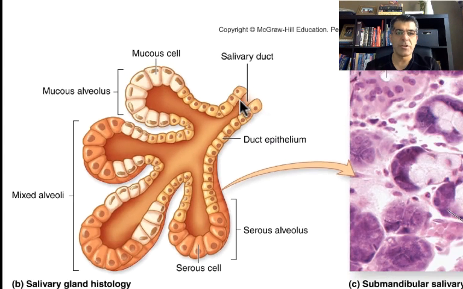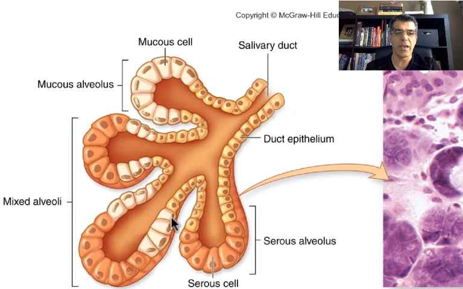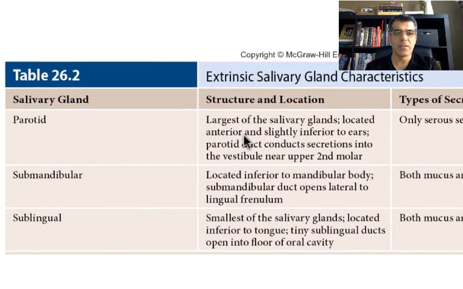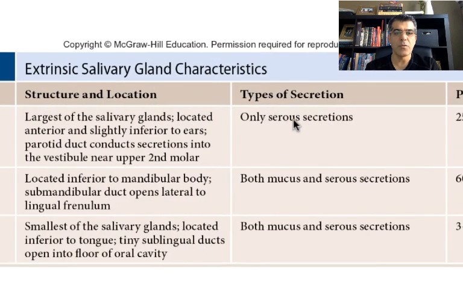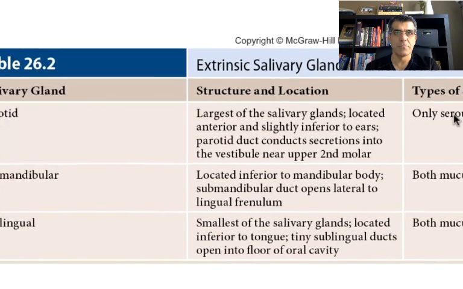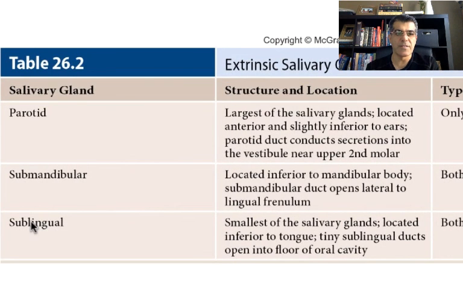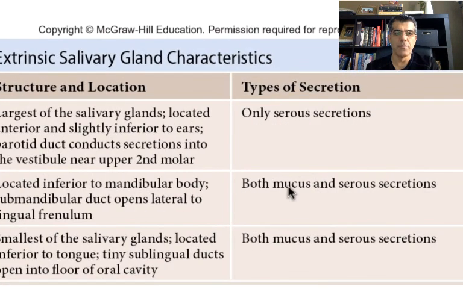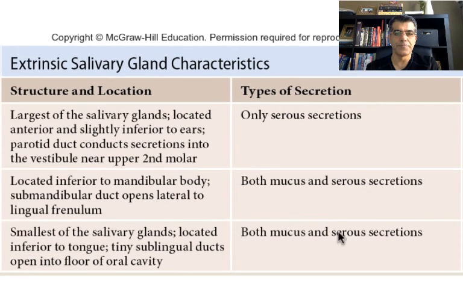As you can see in this picture, in your salivary gland, you may have both types of cells. You have serous cells and you have mucus cells. However, the difference is what percent of the cells is one form or the other. For instance, you can see parotid gland only produces serous secretion. But if you look at the submandibular and sublingual, you can see they have both mucus and serous secretion.